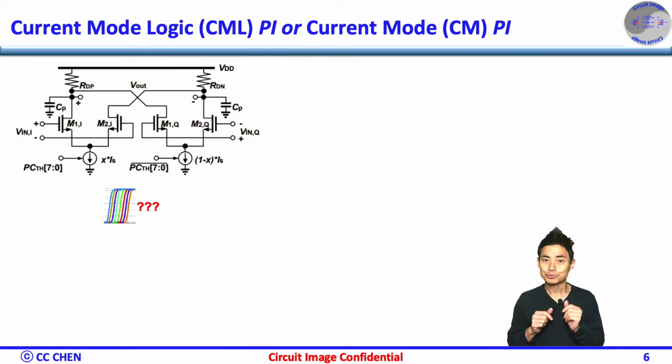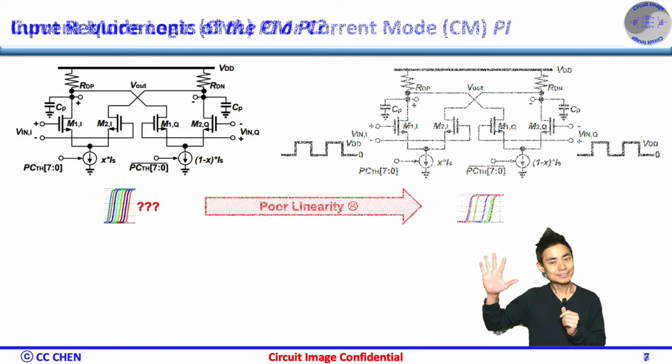Let's switch to the kernel PI. Last time, we assumed the kernel PI should be linear enough if the current weighting is linear. Is that true? We kind of hint at the input condition last time with the source degeneration. Probably, you could think about the input swing image for 5 seconds.